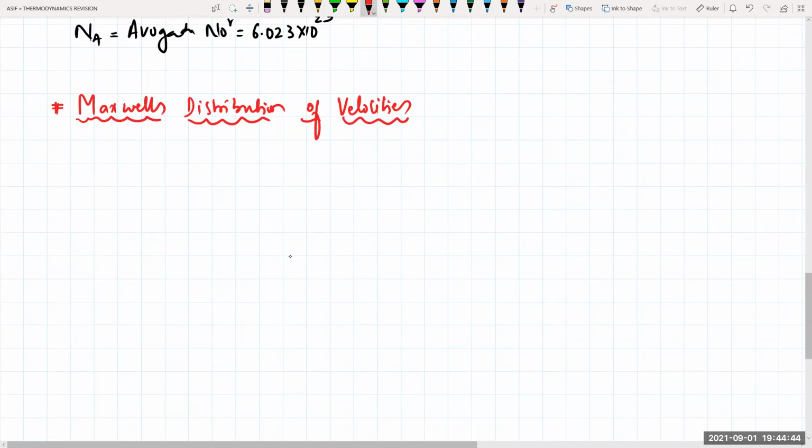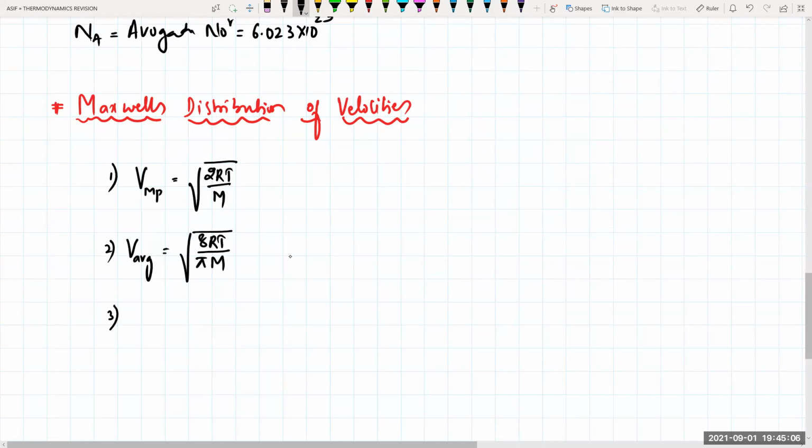Okay, so writing the first one, I hope everyone remembers this. The most probable velocity is equal to the square root of 2RT divided by the molecular mass. The next one is the average velocity, which is equal to the square root of 8RT divided by pi times capital M. In the same way, the third one, the RMS velocity, is equal to the square root of 3RT divided by capital M. Very famous of all of them.